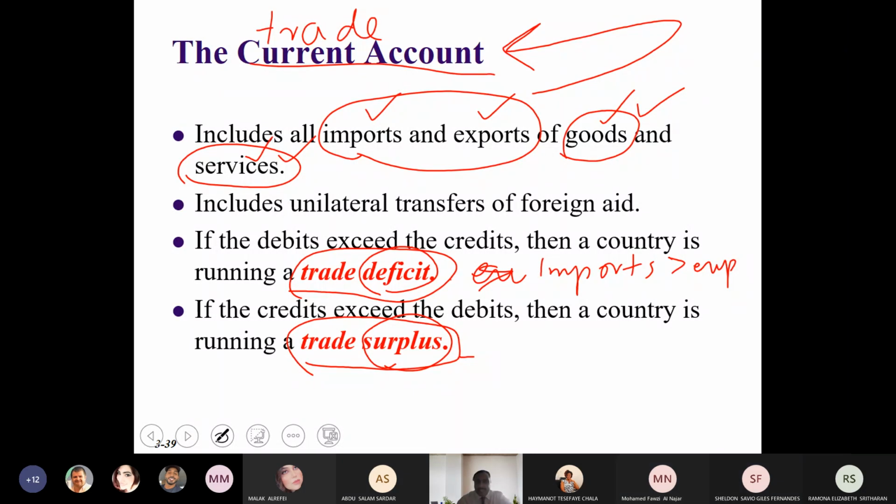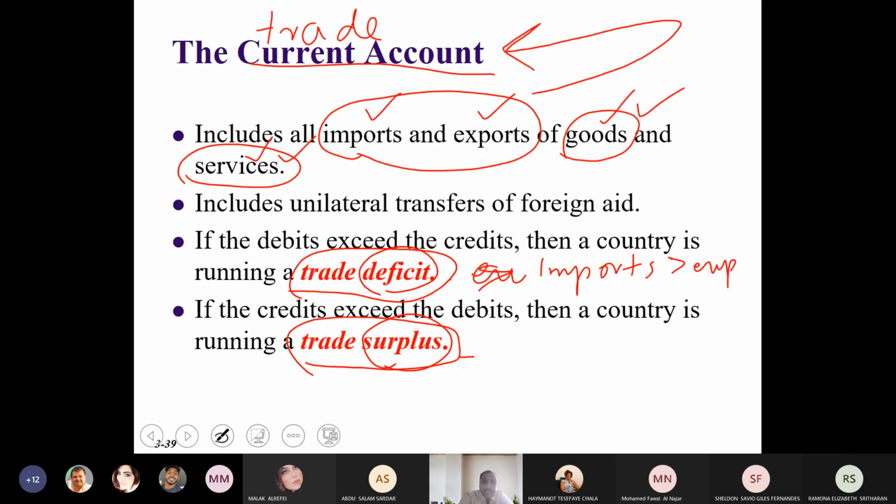More export and less import. This is what every country is trying to achieve. They are trying to increase their export and decrease the import, because this will have a positive impact on their currency, then on economy, then on jobs, inflation, production. So this is called trade surplus.